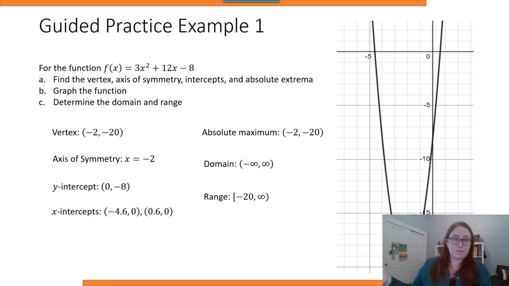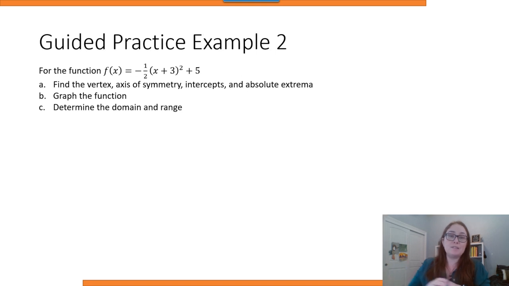Okay, so I found all the information they asked for with this. I have a really good idea of the picture and a lot of the important pieces of this graph. Let's do another one, this time in vertex form. So f of x equals 1/2 times x plus 3 squared plus 5. And we're going to find all the same stuff. We're just using the other formulas. So this one does go a little bit faster, you'll see, because of the form that they gave it.